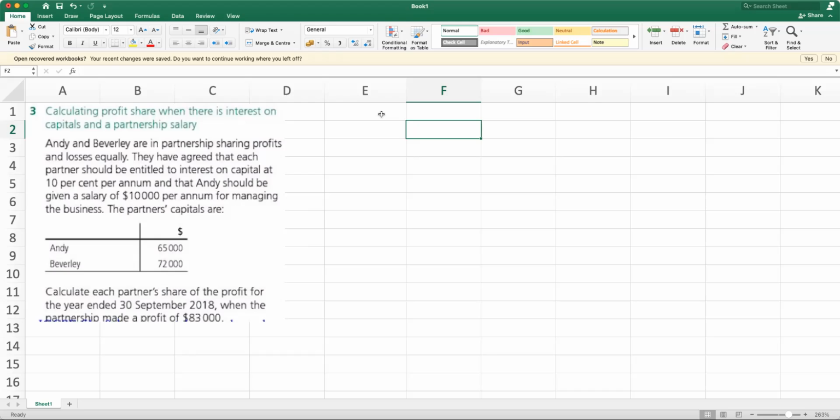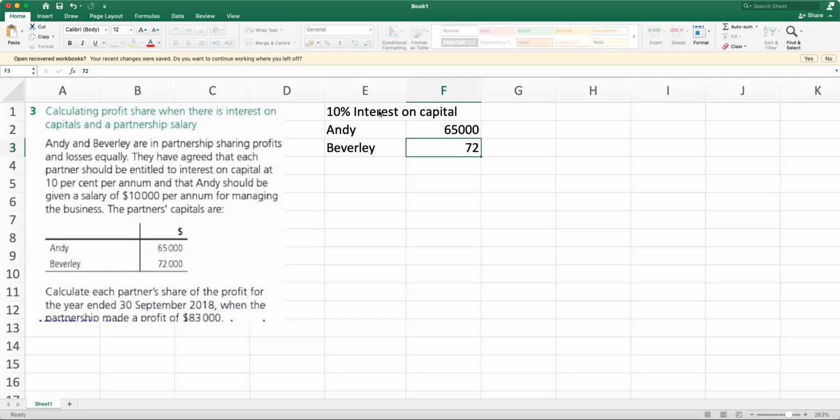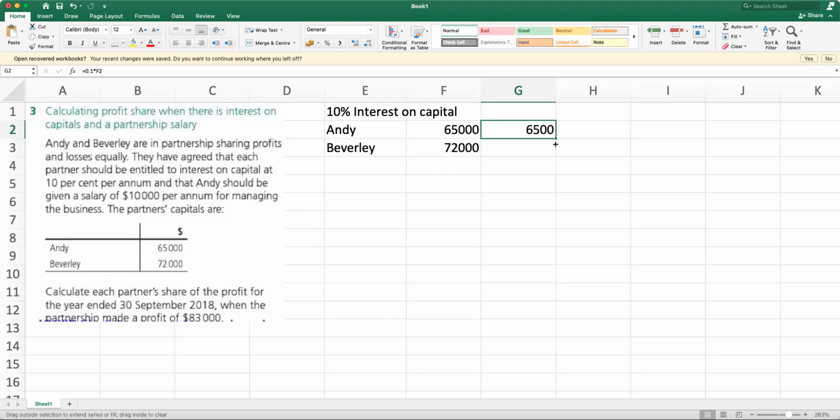So the partners' capital is like that. If you just want to do it for understanding's sake, you can do it this way. 10% interest on capital. So if you're Andy and Beverly, you've got 65,000 and 72,000. You can find 10% of it. So this is the 10%. Each one will find 10% already, and then Andy gets 10,000 per annum.